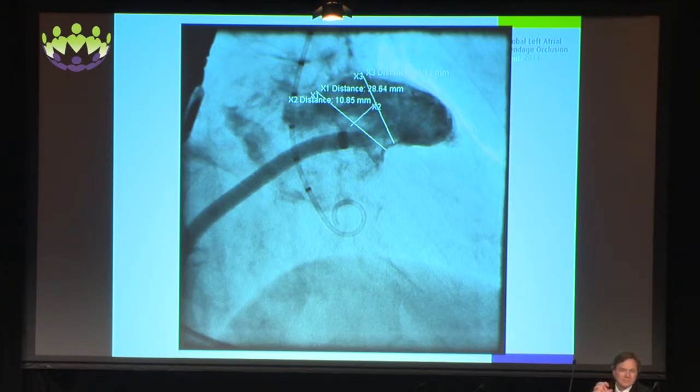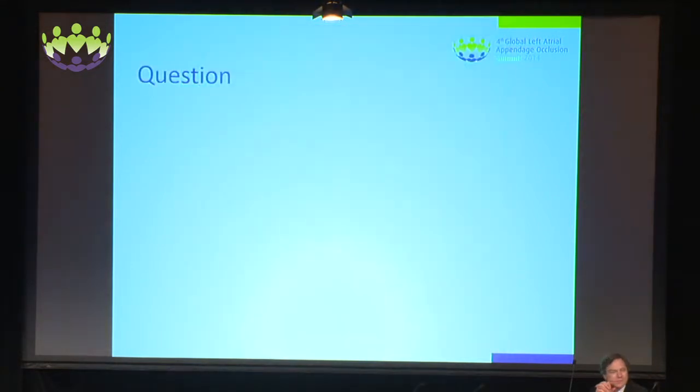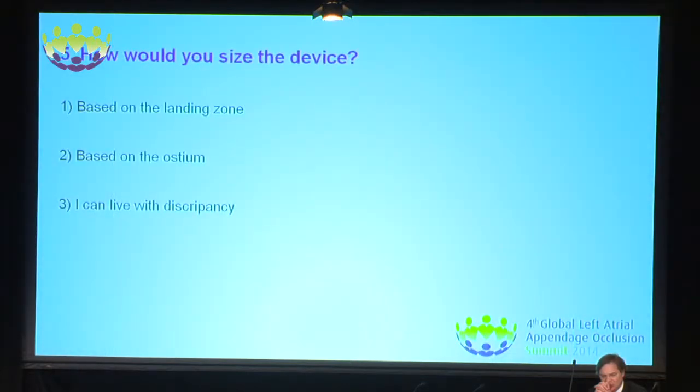So at this point, I try to say, well, is it funneling or is it coming down? What have I done that doesn't make sense? I've got some sort of discrepancy that doesn't allow me to match them, when my echo landing zone measures are equal, but my ostia are not equal. So at that point, my first question is, how would you size the device? Based on the landing zone, based on the ostium, or can I live with the discrepancy?